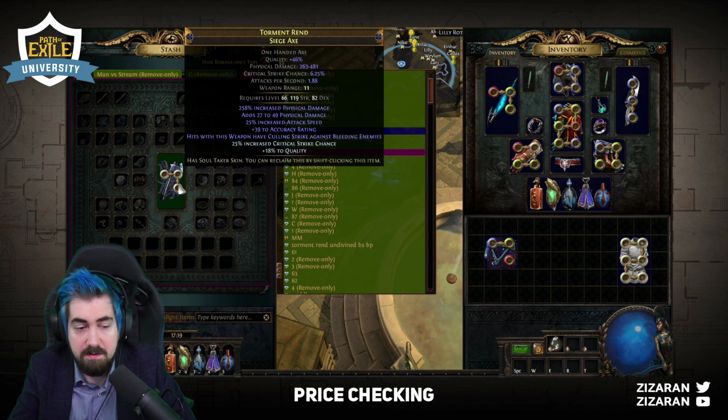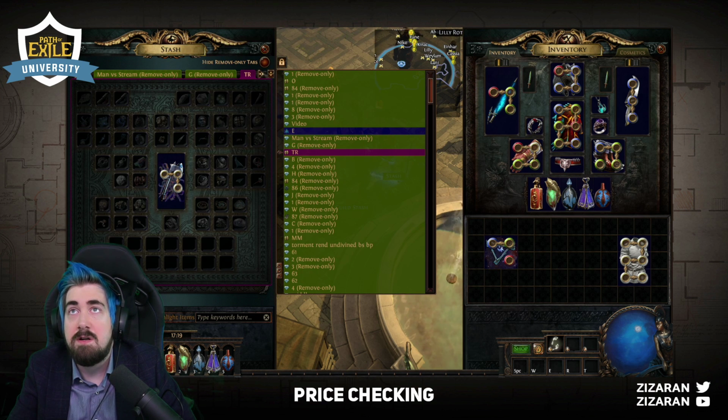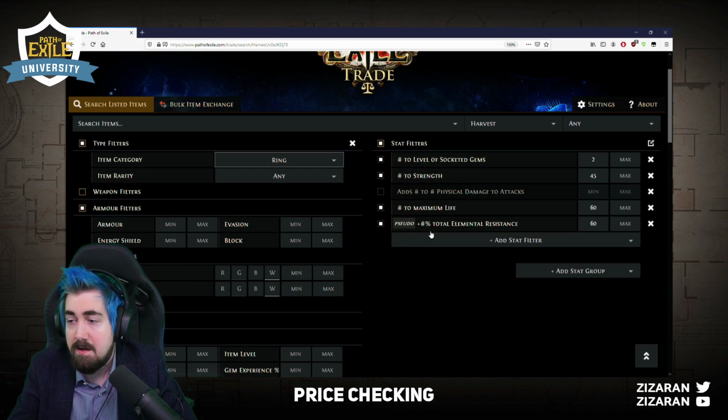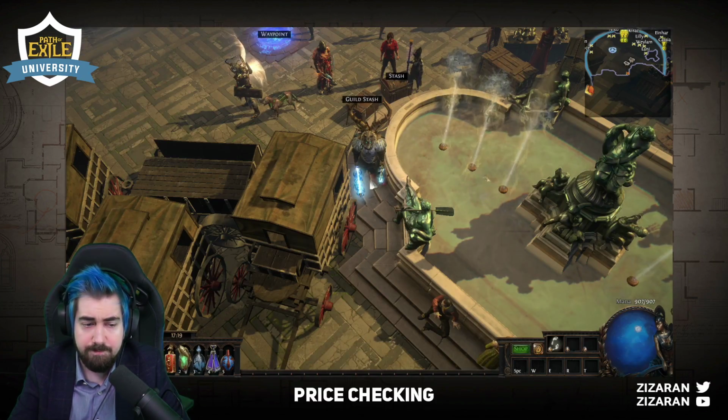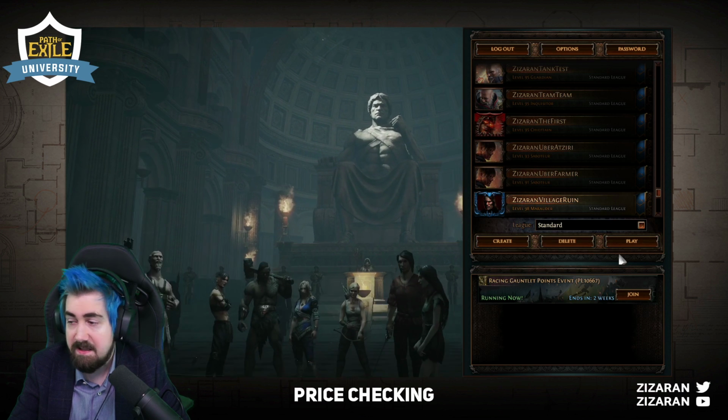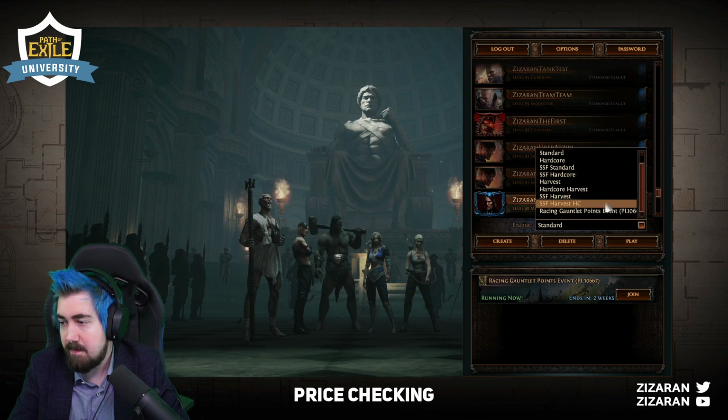So I'll try to cover that too. Undisputed. So yeah, this is obviously a very, very nice ring. And let's go back on Trade League. The thing is dirty. It's beautiful.